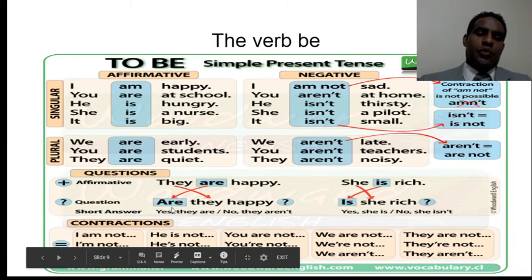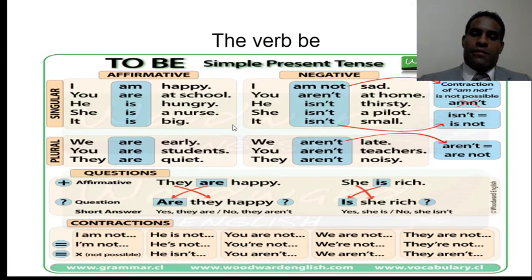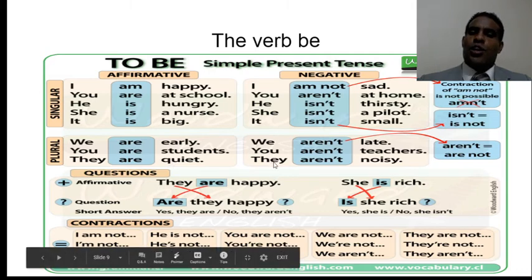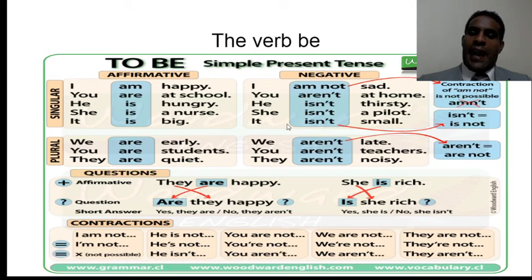In questions, the first thing that you're going to put is the verb be. So the question will sound like this: are they happy? And then you answer affirmative or negative. Yes, they are happy. Or if it's negative, then you say no, they aren't happy. Or they are not happy.